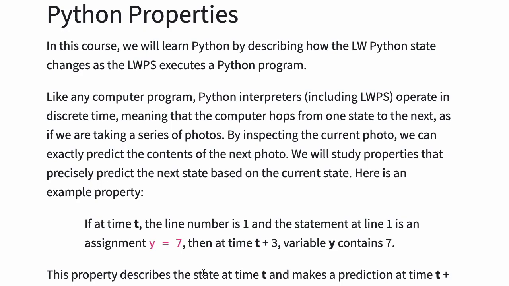We will study properties that precisely predict the next state based on the current state. Here is an example property. If at time t the line number is 1 and the statement at line 1 is an assignment y equals 7, then at time t plus 3, variable y contains 7. This property describes the state at time t and makes a prediction at time t plus 3. Note the similarities with properties in the computer architecture course.